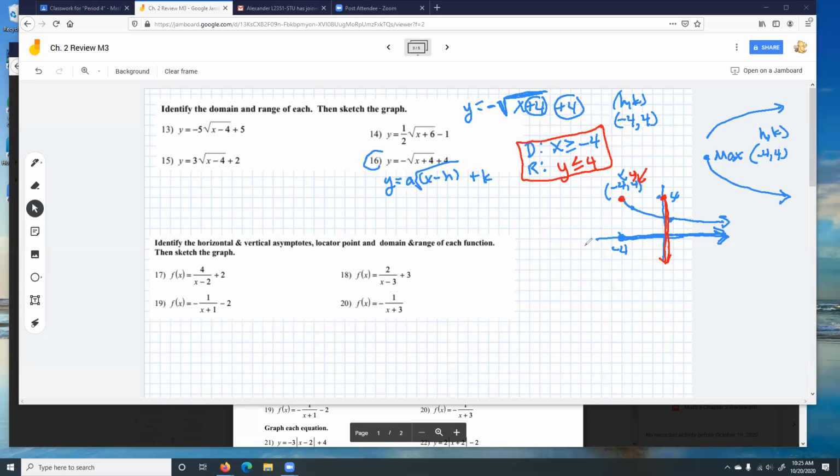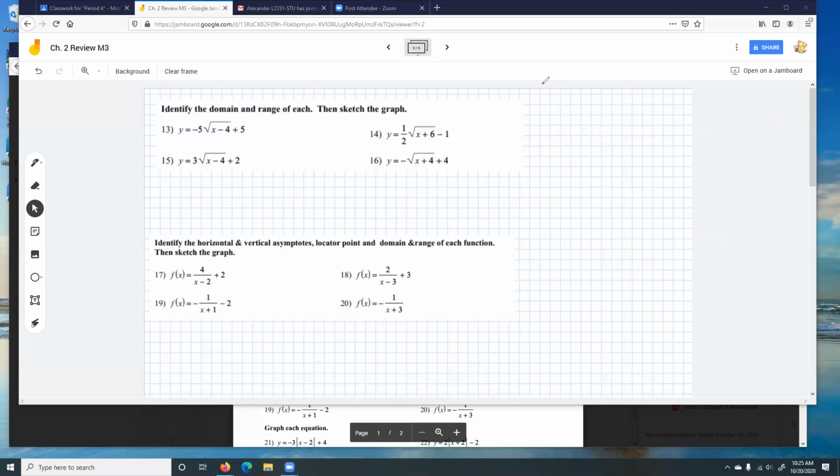That's 16. Next one I'm going to do with you is number 20 here. Okay, identify the horizontal and vertical asymptotes, the locator point, and domain and range of each function, then sketch the graph. Okay, so let me erase some of this writing here so that I can change colors first of all. Let's see, number 20, I'm gonna write up here, domain, range, locator point. Okay, so my equation is y equals -1 over x plus 3.